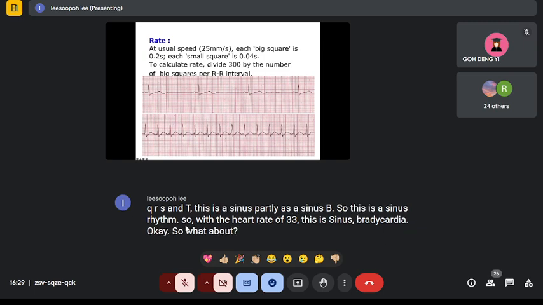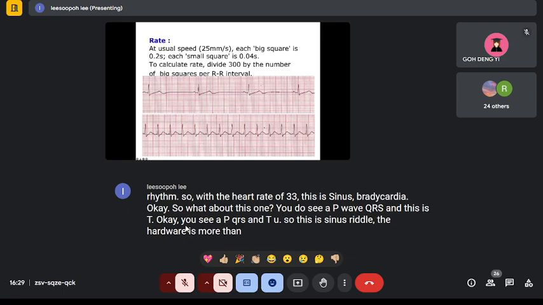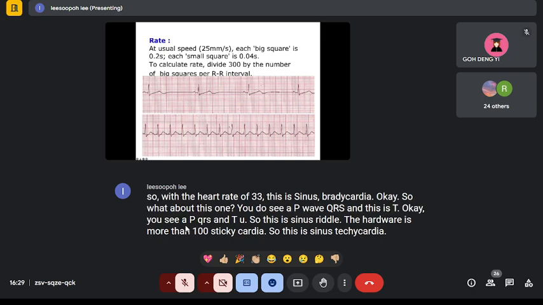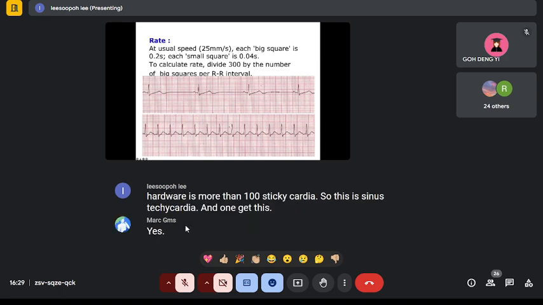So what about this one? You do see a P wave, QRS, and this is T. You see a P, QRS, T, and U. So this is sinus rhythm. The heart rate is more than 100, which is tachycardia. So this is sinus tachycardia. Okay, everyone get this? Yes.